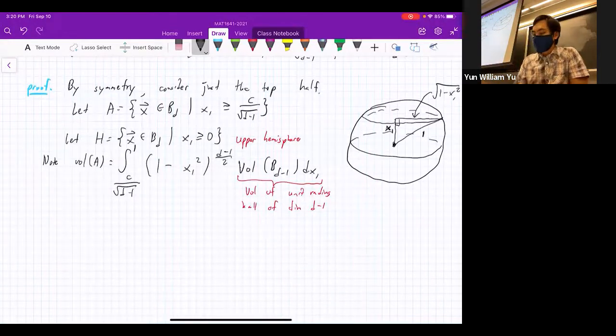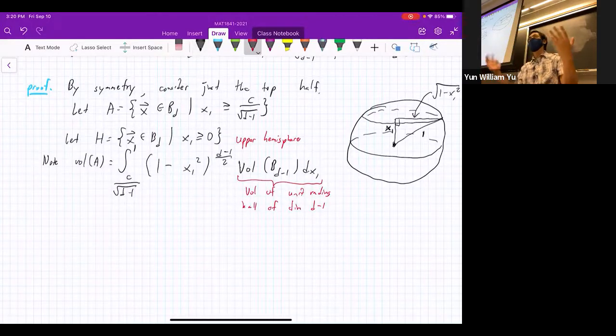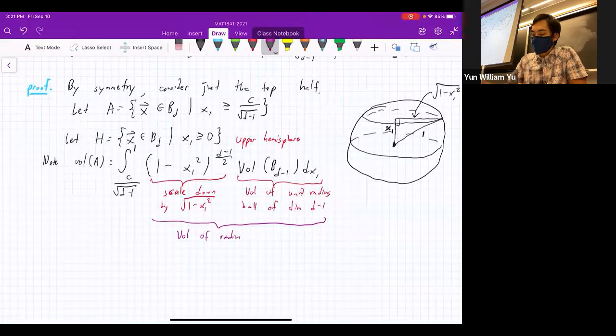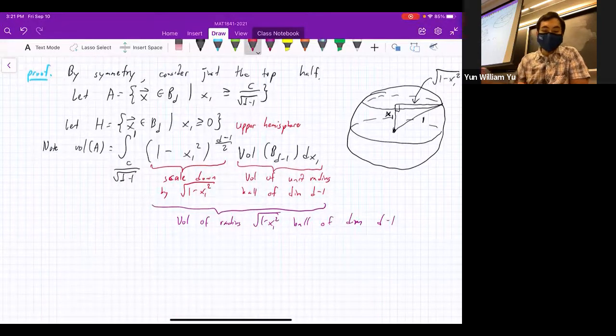So standard calculus 2. And so what we're going to do is take the volume of a ball of dimension d minus 1 of radius the square root of 1 minus x1 squared. And so when we do that, we need to scale down the volume of the ball, of course, by that scale factor. So we're scaling down by the square root of 1 minus x1 squared. And so together, these give us the volume of the ball of dimension d minus 1 of radius square root of 1 minus x1 squared. And of course, we're just integrating over all the different possible values of the first coordinate, so integrating over the x1 coordinate.